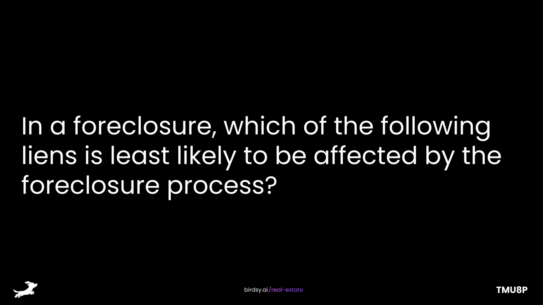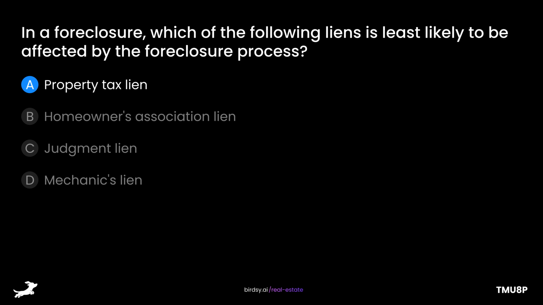In a foreclosure, which of the following liens is least likely to be affected by the foreclosure process? Is it A, property tax lien, B, homeowners association lien, C, judgment lien, or D, mechanics lien? The answer is A, property tax lien.